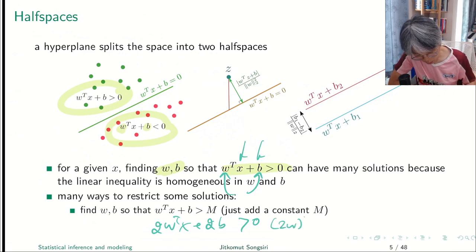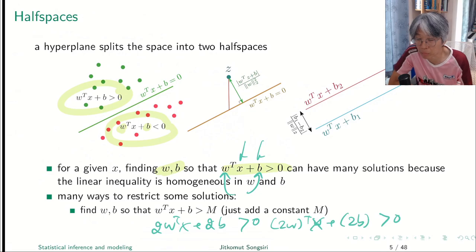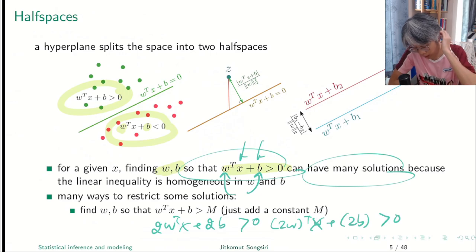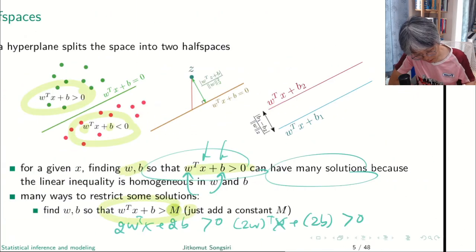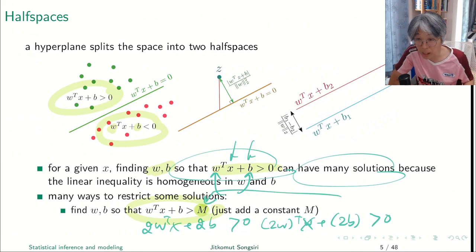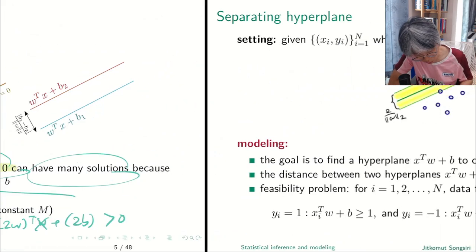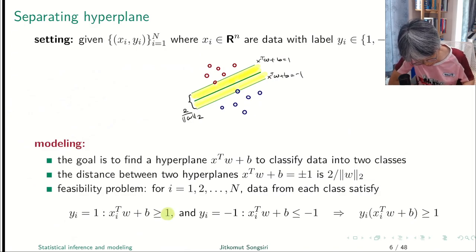Which means my 2W and my 2B is also another solution, another parameter of the hyperplane. So you basically have infinitely many solutions if you pose the problem in this way. That's why we have a common way to restrict the solutions. You can add a constant m on the right-hand side of the inequality, so that this linear inequality is no longer homogeneous in W and B. In the context of our problem, we choose that number m to be 1.